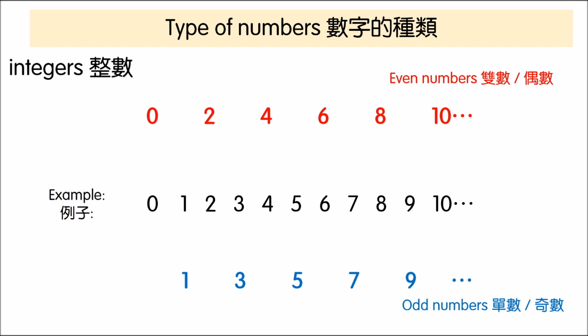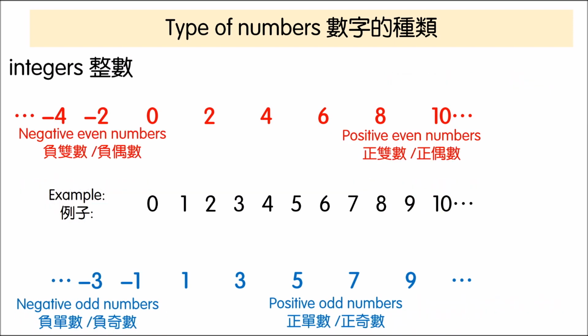If we would like smaller numbers than these numbers, then we would have the negative numbers. For example, we have the negative even numbers and the negative odd numbers, like negative 2, negative 4, and negative 1 and negative 3. The number 0 is neither positive nor negative, so remember not to add any sign in front of 0.